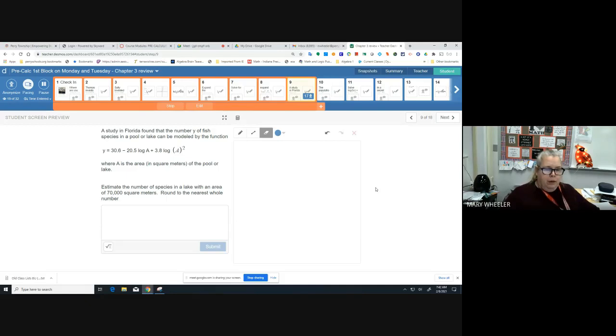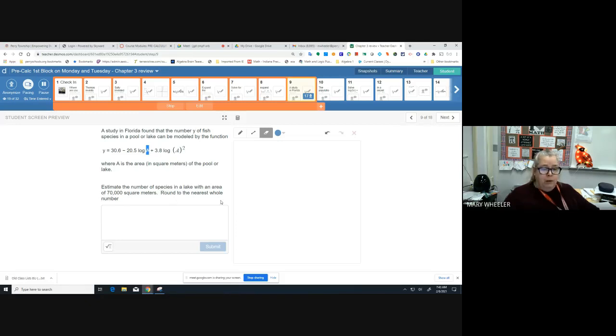All right. A study in Florida found that the number of fish species Y in a pool or lake can be modeled by the following function, and they give us a nice formula, where A is the area in square meters of the pool or lake. So estimate the number of species in a lake with an area of 70,000 square meters, rounded to the nearest whole number.